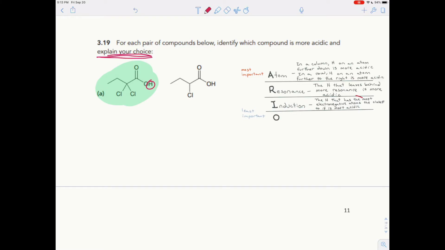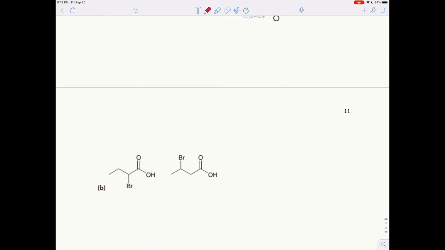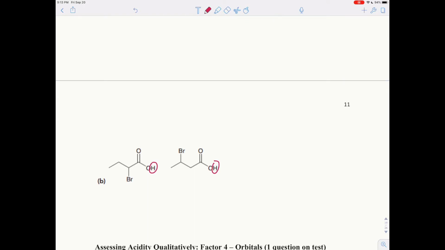So we followed that third rule, that the hydrogen that has the most electronegative atoms closest to it is the most acidic. And we can use that same rule for B in this problem. In B, you have a very similar molecule. The hydrogens on the oxygens are going to be the most acidic because, unlike the hydrogens on the carbons, the hydrogens on the oxygens leave behind a negative charge that can be better stabilized by the electronegative oxygens. The oxygens will pull the negative charge close to the nucleus.